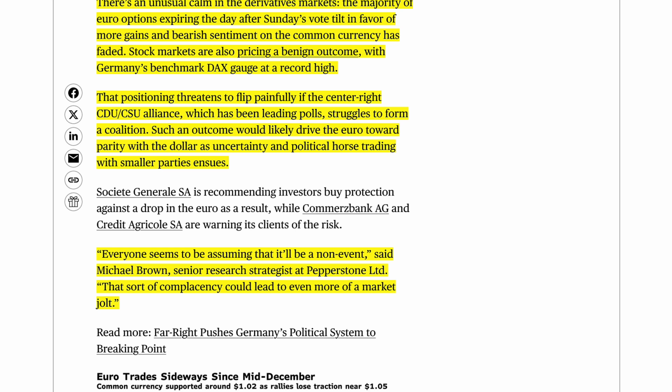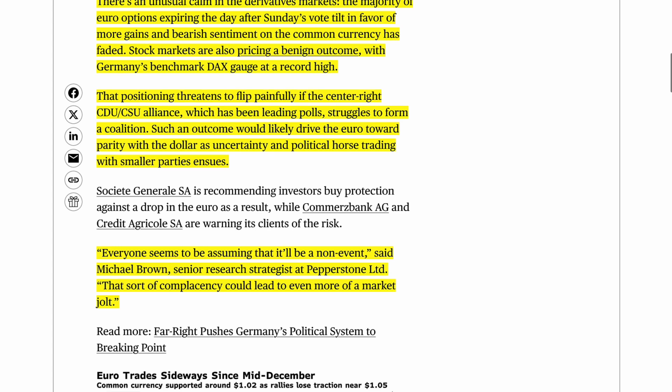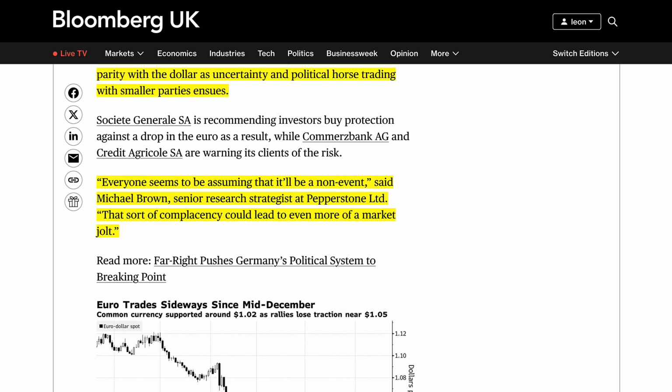That positioning threatens to flip painfully if the centre-right CDU/CSU alliance, which has been leading polls, struggles to form a coalition. Such an outcome would likely drive the euro towards parity with the dollar as uncertainty and political horse trading with smaller parties ensues. Everyone seems to be assuming that it will be a non-event, says Michael Brown, senior research strategist at Pepperstone. That sort of complacency could lead to more of a market jolt.